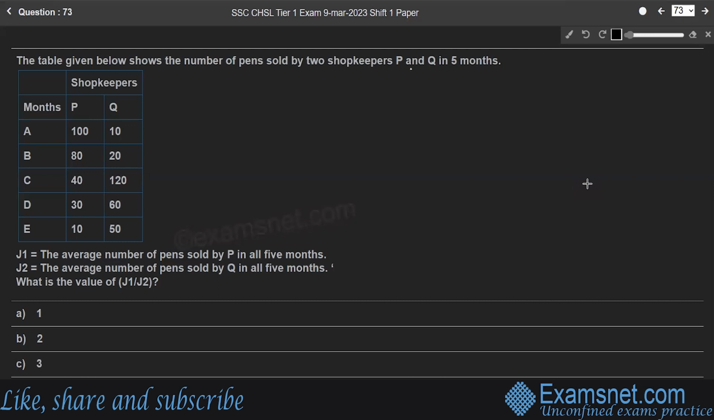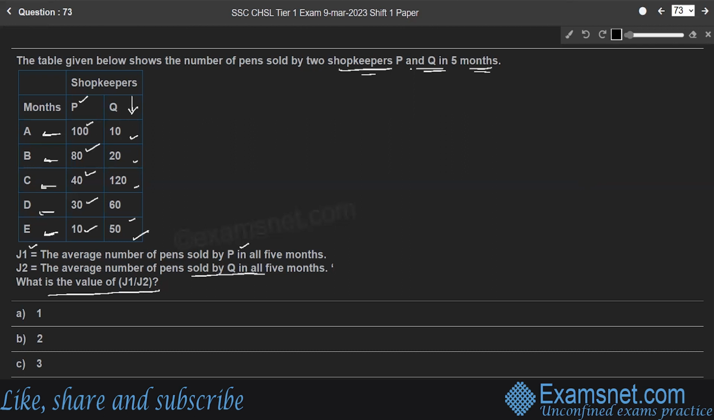Question 73. The table given below shows the number of pens sold by two shopkeepers P and Q in 5 months. Here in the given table, shopkeeper P sells 100 pens in the month A, 80 pens in the month B, 40 in C, 30 in D, and 10 in E. Here, J1 is the average number of pens sold by P in all 5 months, whereas J2 is the average number of pens sold by Q in all 5 months. Shopkeeper Q sells 10, 20, 120, 60, and 50 pens in the 5 different months A, B, C, D, and E respectively. Here, we need to find the value of J1 by J2.